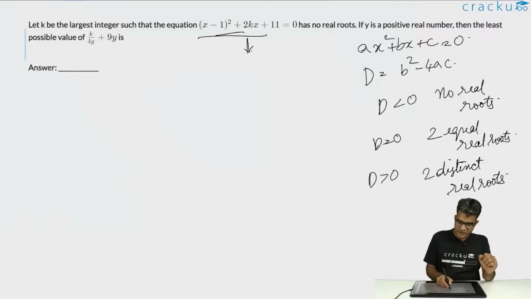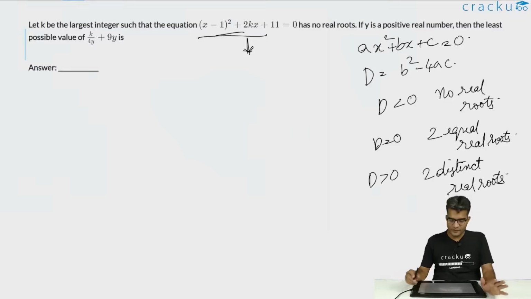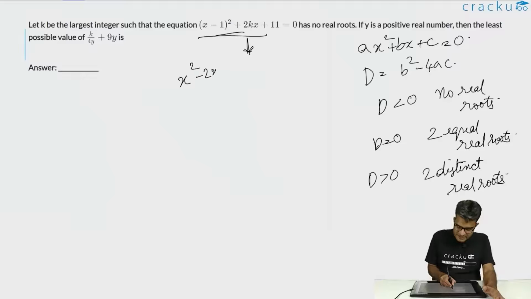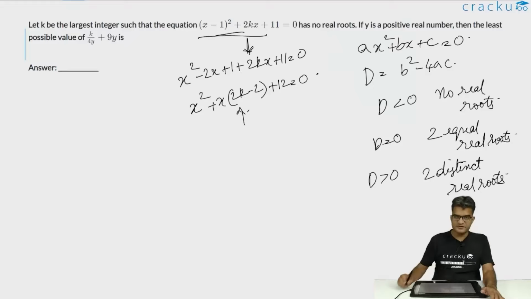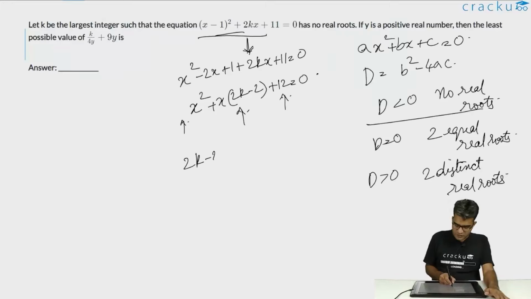So converting this into a traditional quadratic equation, this will be x square minus 2x plus 1 plus 2kx plus 11 is equal to 0. This is of the form x square plus x into (2k minus 2) plus 12 is equal to 0. This is the coefficient of x, this is the constant term, and the coefficient of x square is 1. So we want the discriminant to be less than 0 because we want this to have no real roots. So (2k minus 2) whole square should be less than 4 into 12, or (k minus 1) whole square should be less than 12.